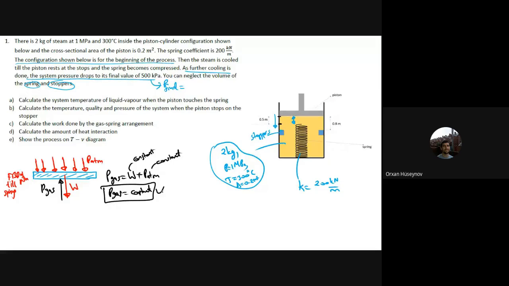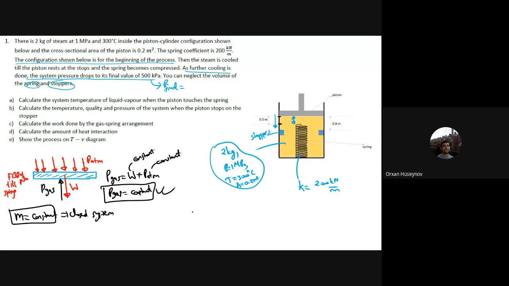This is the first value that is important for us. And there is another value that is constant, which is the mass. Mass is constant because it is a closed system. It is always constant, not dependent on whether the piston touches the spring or the stoppers.